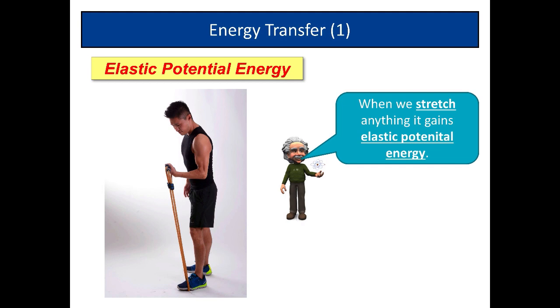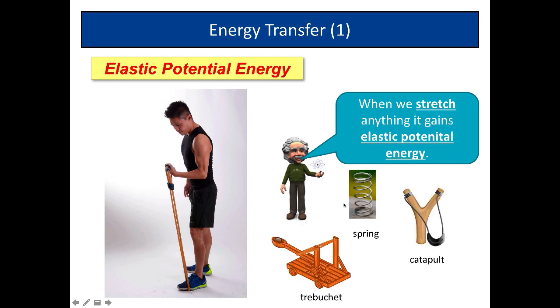Another one is elastic potential energy. When we stretch anything, like this guy here is stretching these bands, at this point here, when it's stretched, it has gained elastic potential energy. So when you stretch something, it contains elastic potential energy. More examples? Well, a spring. We said stretch, but you can also compress, can't you? If you compress a spring, it's got elastic potential energy.